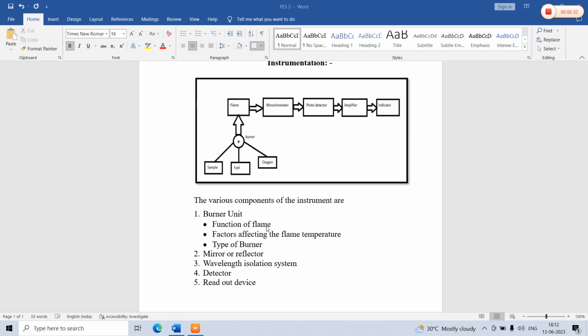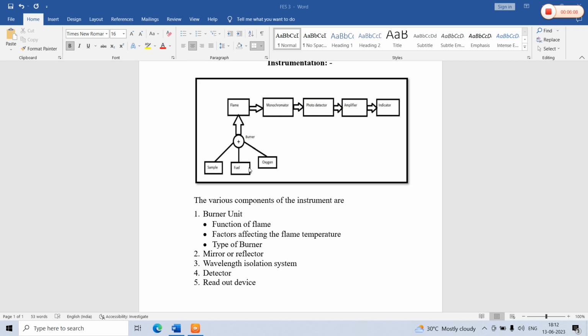Now the next one is factors affecting the flame temperature. Which factors affect the flame temperature? Generally, the type of the fuel. Here the fuel is provided by one tube, so the type of fuel is very important. The next one is the type of oxidant. Oxidant means oxidizing agent, which helps to burn the sample solution, and fuel is fuel like hydrogen, acetylene and propane.